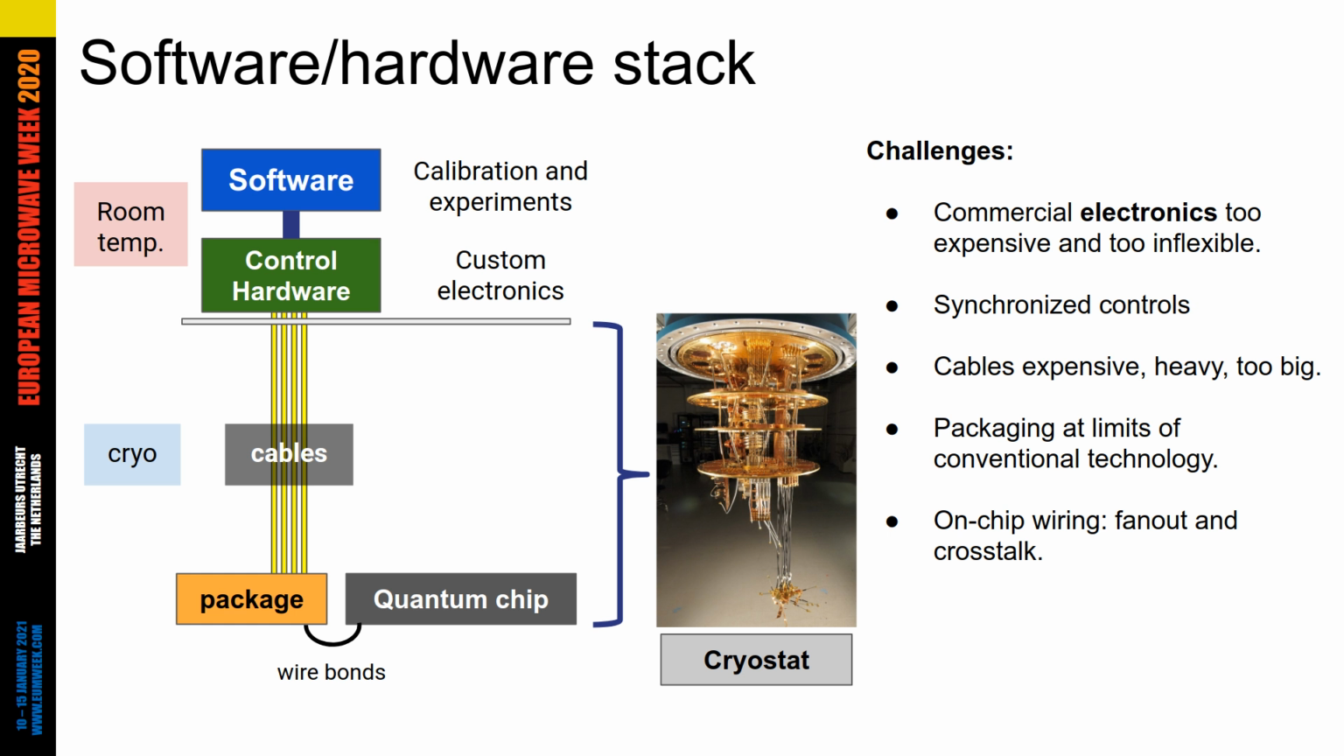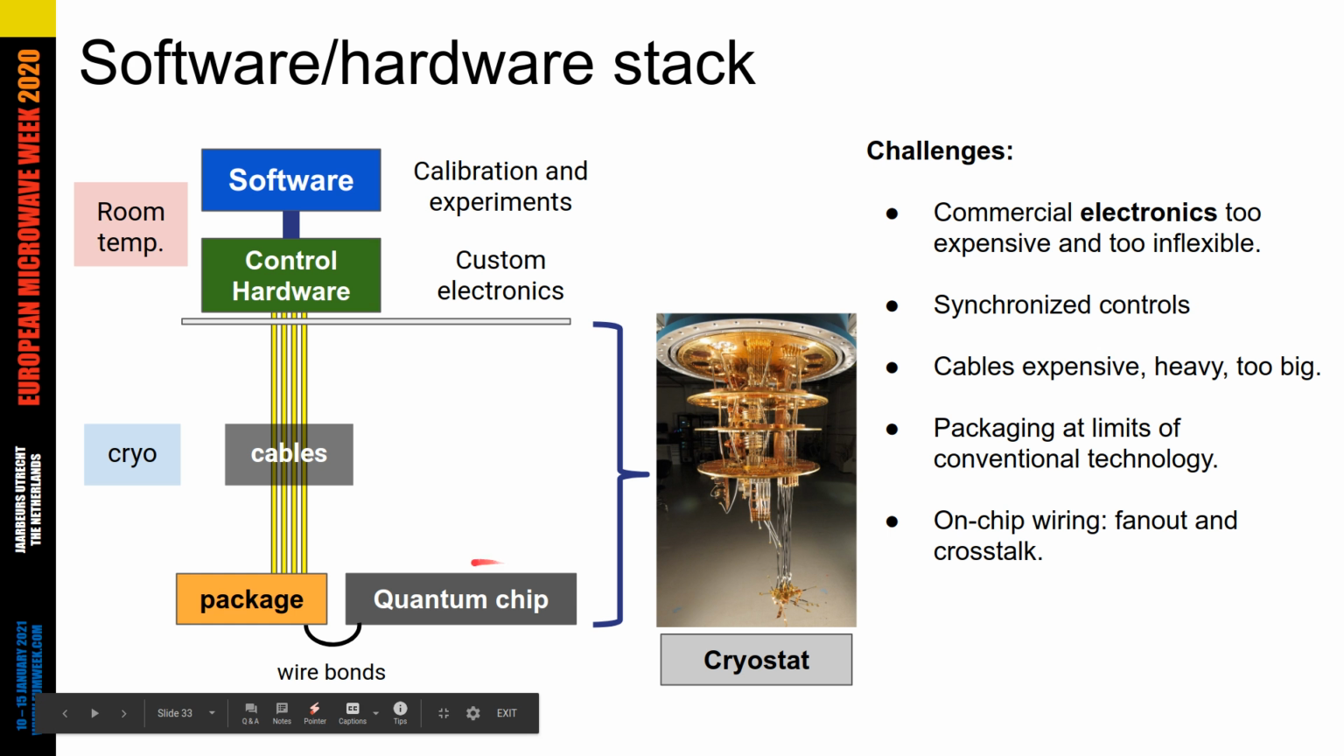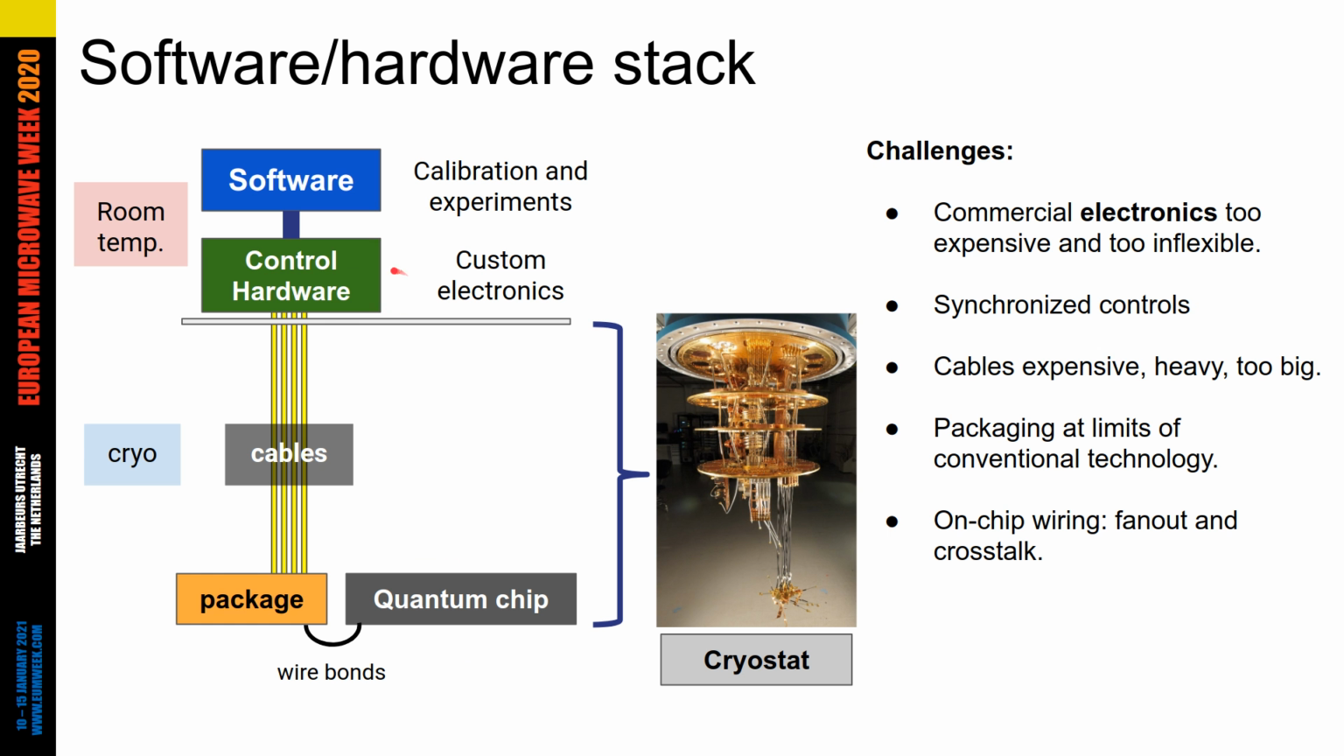Now let's zoom out and take a look at the whole system. So we've talked a bit about the qubit that goes on a quantum chip, and that chip is inside of a package that I'll talk about in just a moment. That package is connected through a bank of cables to the outside of the cryostat at room temperature, where we have our control hardware, that's our voltage sources and so forth. And then that's all controlled by a software stack.